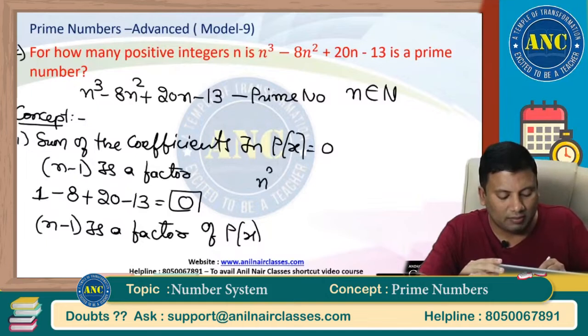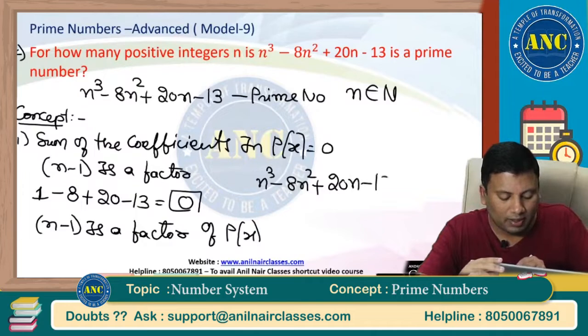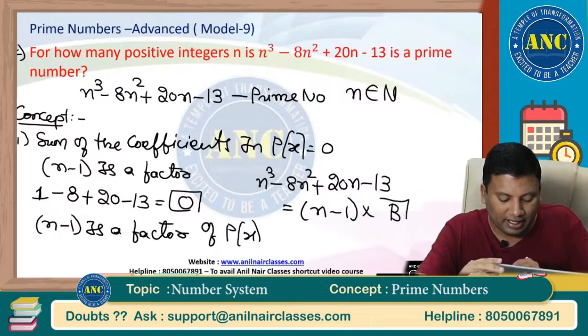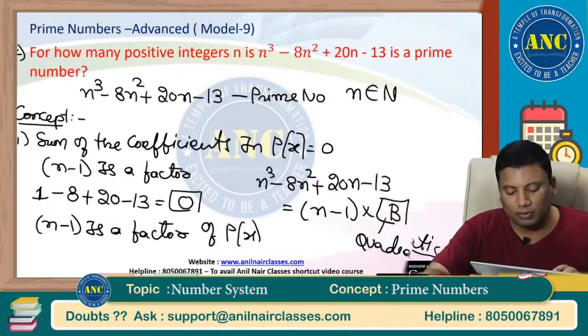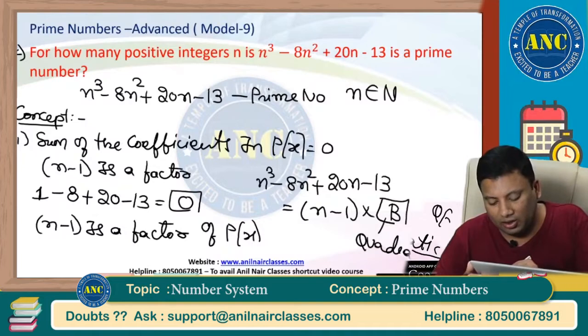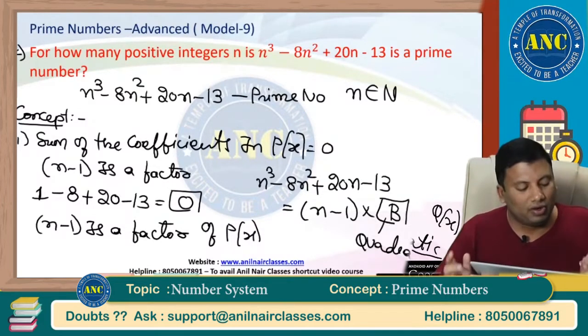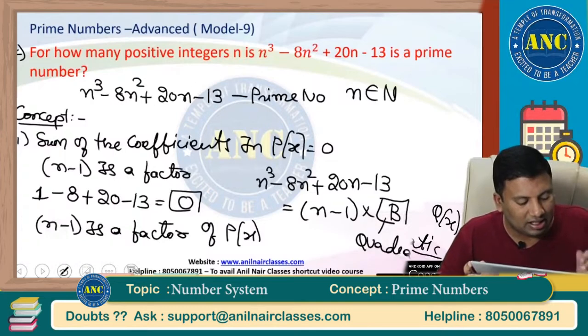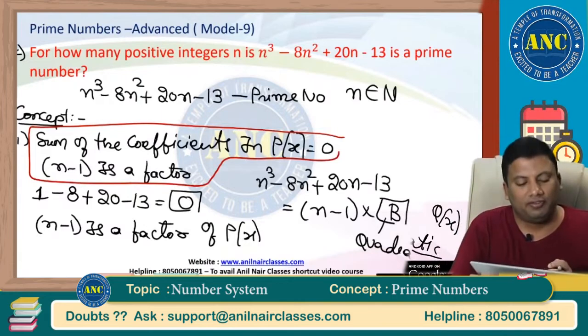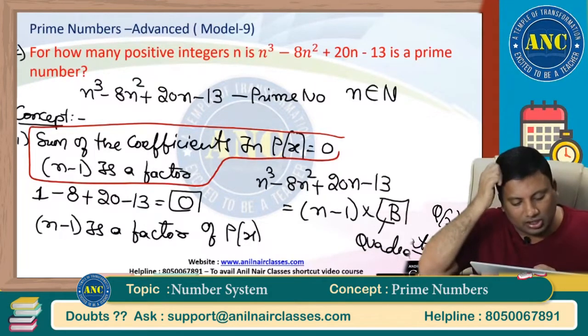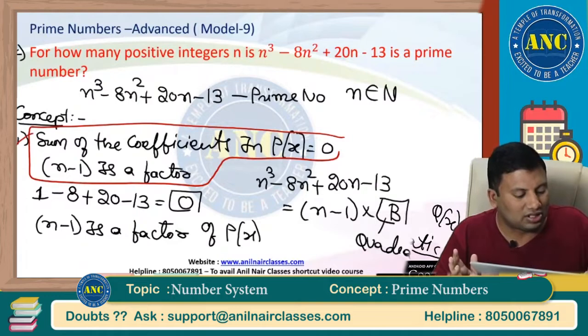So this is nothing but n cube minus 8n square plus 20n minus 13, and n minus 1 is a factor. There is one more factor, which is quadratic, because it is cubic and the linear factor is 1. So the other factor has to be a quadratic function. Let us find out what Q of x is. If the sum of the coefficients in P of x is 0, then n minus 1 is a factor. I hope this first concept is clear.